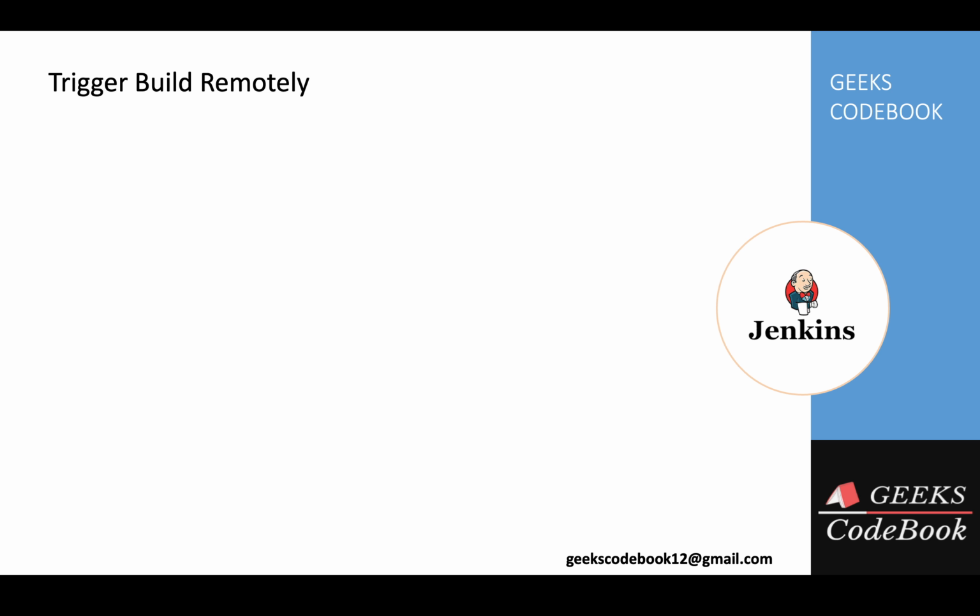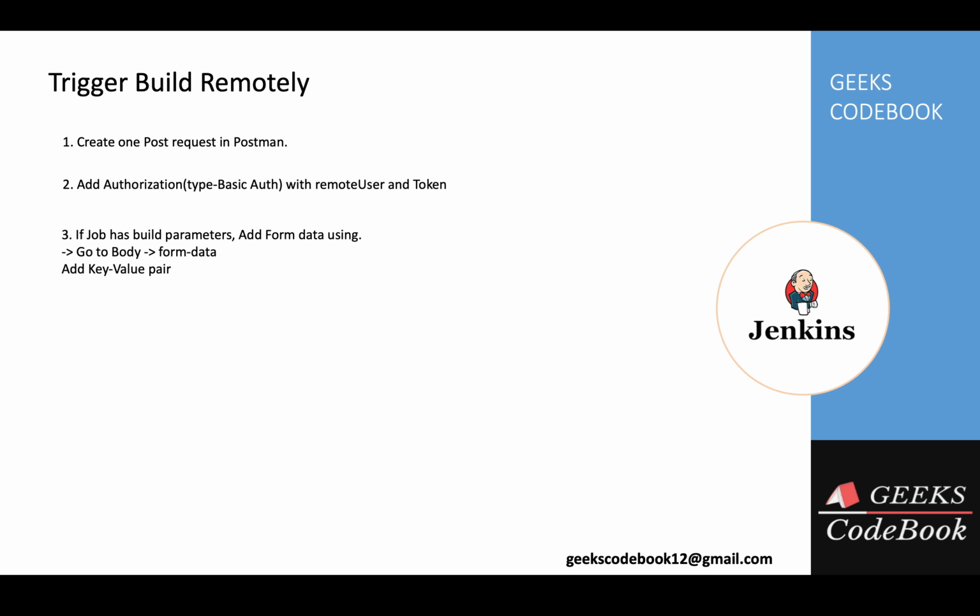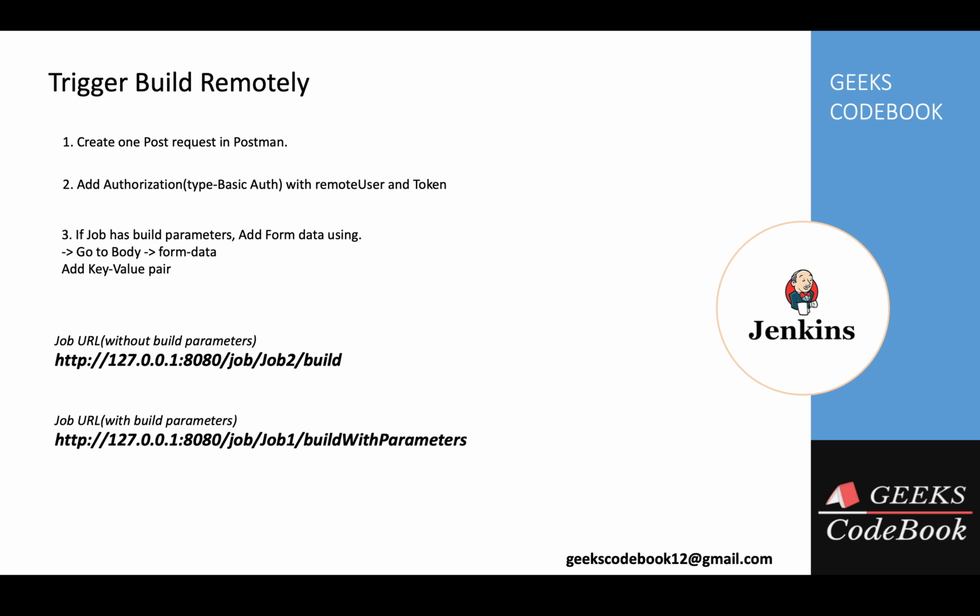So let me explain what we'll do in Postman. We'll create a POST request, then we'll use the basic authentication mechanism using the user and the API token that we generated earlier. Then if you have any build parameters, you can set those parameters as the body of that request, as form data in key-value pairs. I will show you how you can do that. In this way you can trigger both kinds of jobs, with build parameters or without. So let's see how you can do that in a demo.